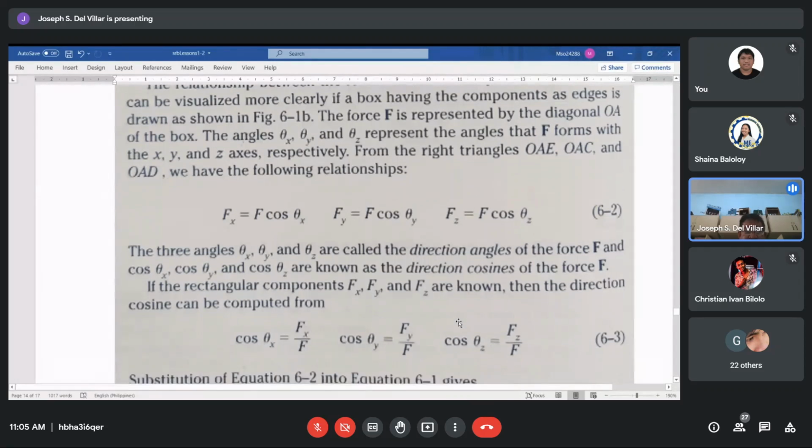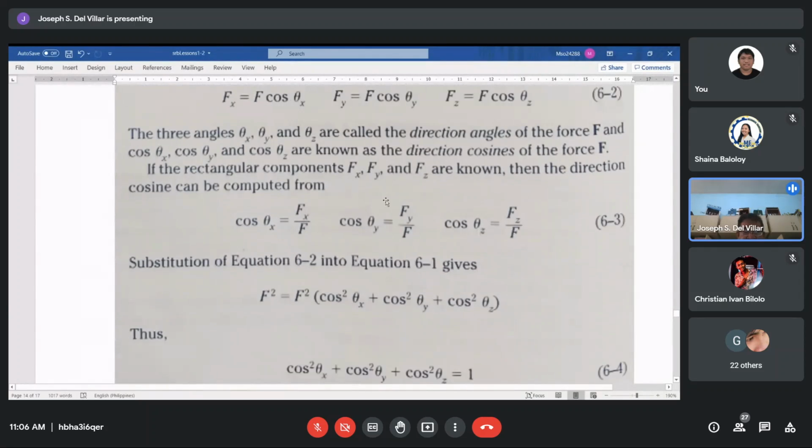Okay? Now, the direction cosines, 6-3 equations, you need not memorize this. Huwag nyo nang i-memorize to at baka ma-confuse lang kayo. Ang i-memorize nyo lang is 6-2. Because 6-3 equations can be derived from 6-2. Okay? Itong 6-3, galing lang to dito. Dinerive lang siya. Okay? Sinolve lang yung cosine theta x is equal to Fx over F. Cosine theta y, Fy over F. Cosine theta z is Fz over F.